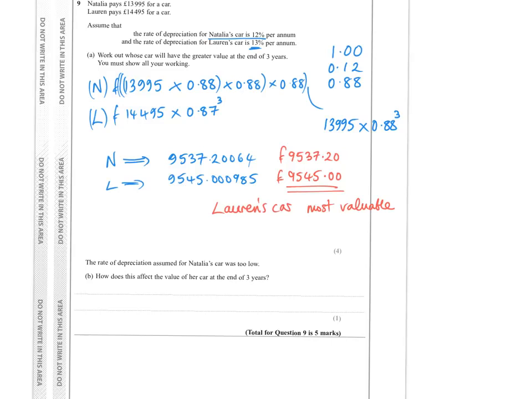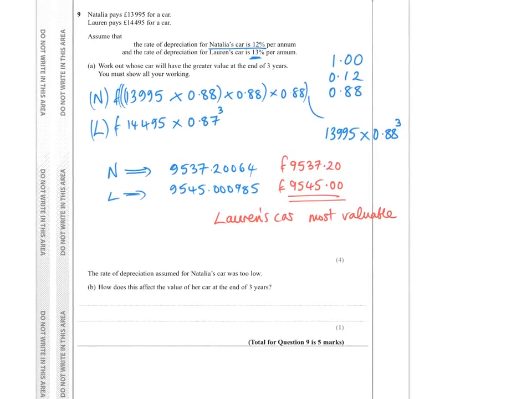So it's a bit of a tricky question, because if her rate of depreciation is at the moment 12, but that is deemed too low, then the rate of depreciation has to be more. So that means it's going to be worth less. So I will say it will not be worth as much. So again, a tricky question with the wording of it, so just be careful.